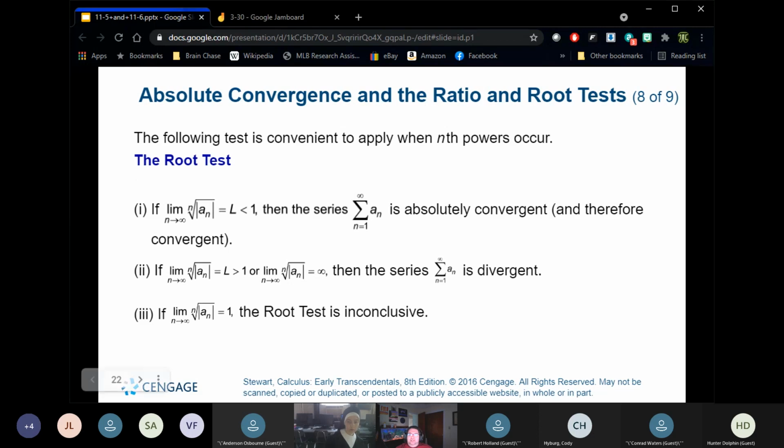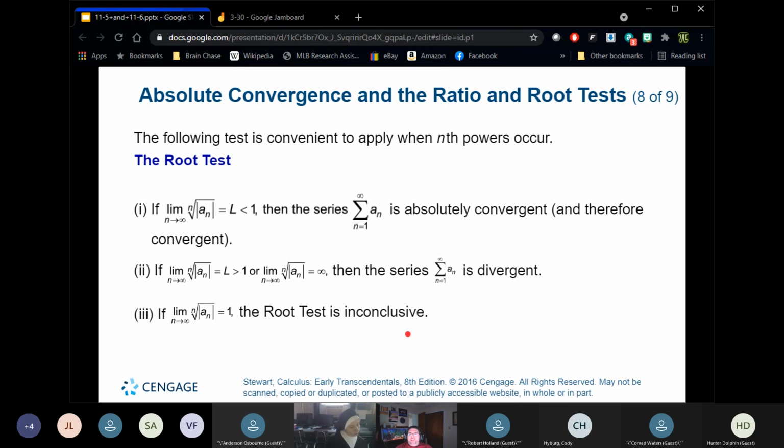All right, last test. The root test. It's the exact same thing as the ratio test, except we're not doing a ratio. We're not doing a sub n plus 1 over a sub n. We're just doing the nth root of whatever the series is. But the rules stay the same. If the limit's less than 1, convergent, greater than 1, divergent, and if it equals 1, it doesn't work.